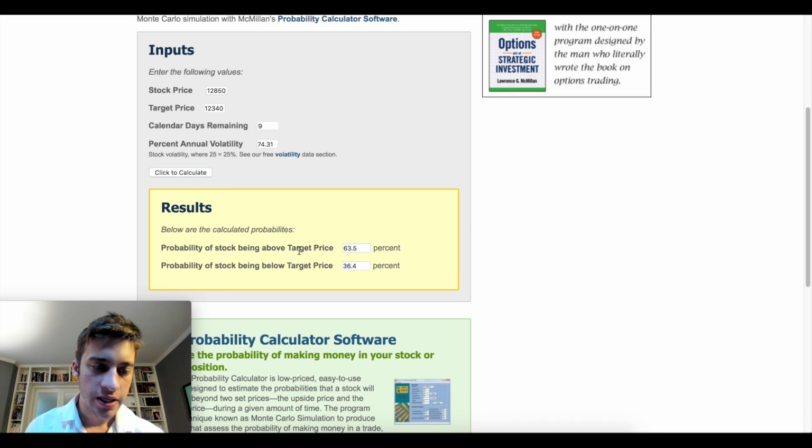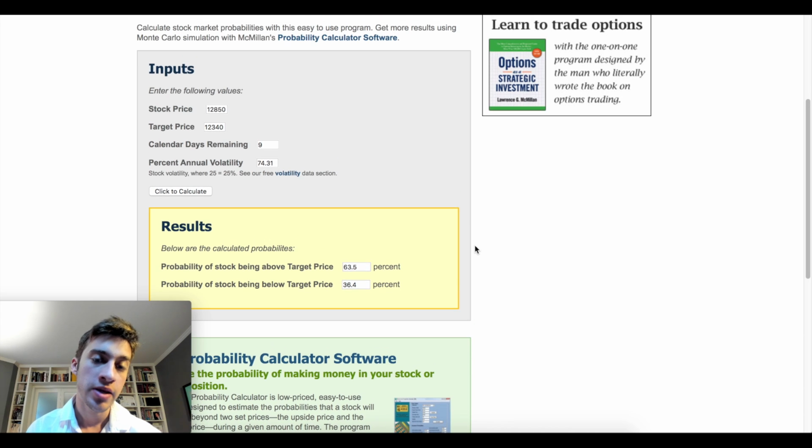What this is showing is there is a 36.4% estimated probability, guys, that price will settle below 12,340, which is our break-even point, after 9 days. However, there's a 63.5% chance of our loss with this strategy.